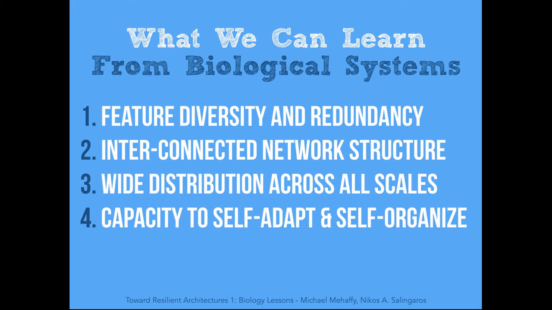So when reading more about biological systems, I understood that they are very similar. The rules that we can learn about why they are resilient are very similar to those of social systems. Here again, they feature diversity and redundancy. They have an interconnected network structure.